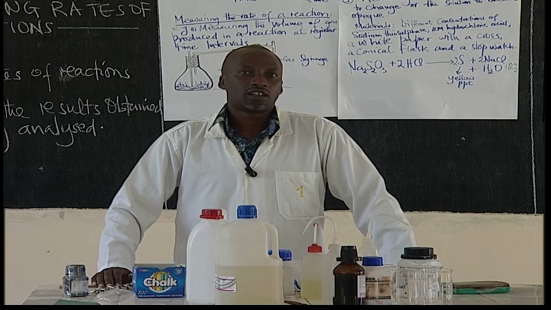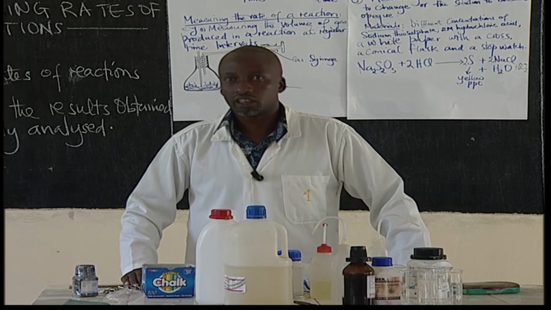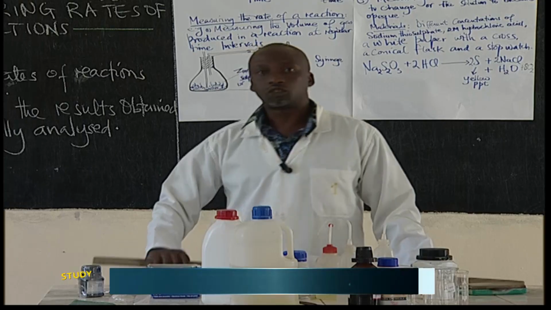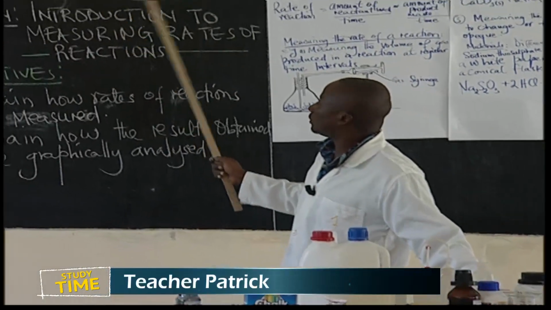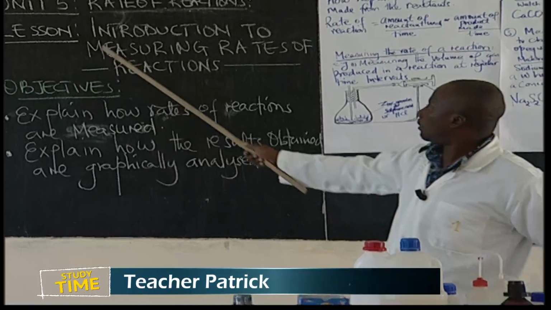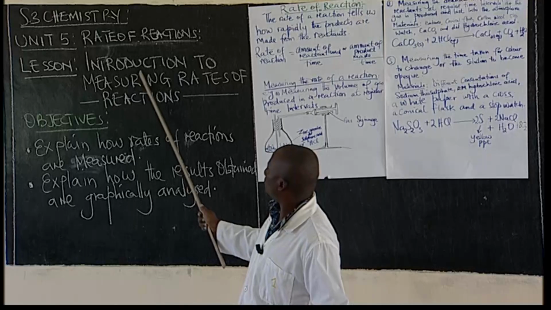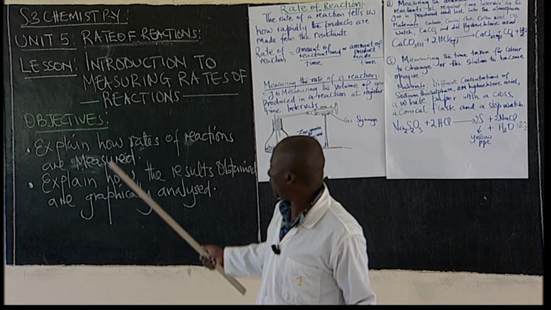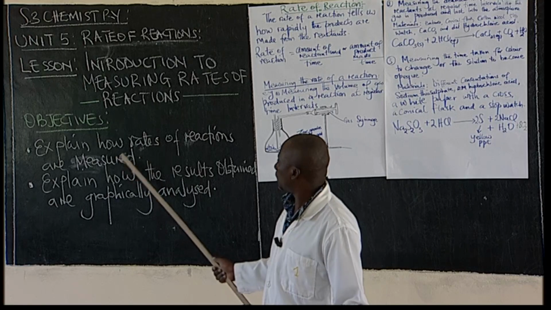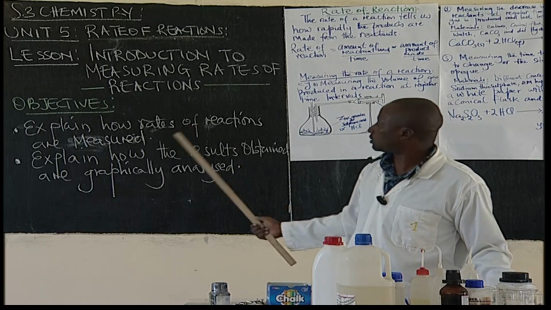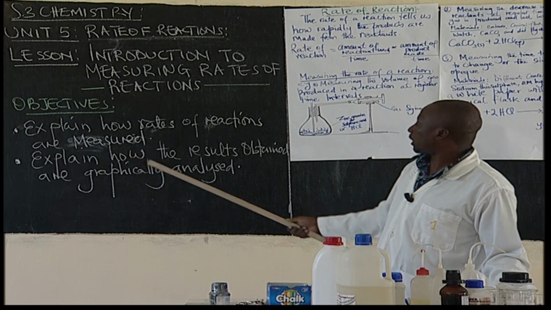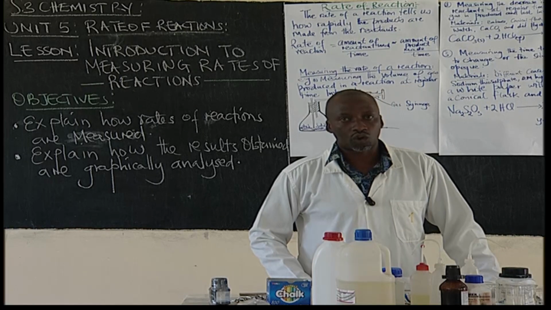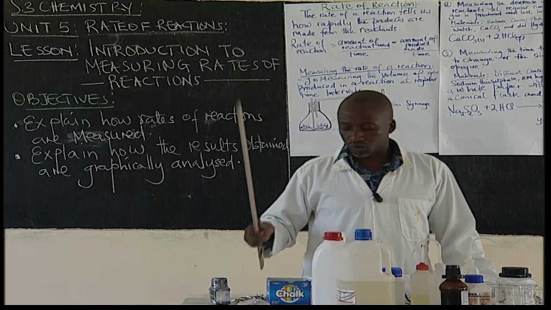I'm teacher Patrick, and I'll be with the Senior 3 Chemistry class, and we look at Unit 5, which is rate of reactions. And our lesson today will be talking about the introduction to measuring rates of reactions. By the end of the lesson, we'll be able to explain how rates of reactions are measured, and then we'll explain how the results obtained are graphically interpreted or analyzed. So that is our lesson of today.